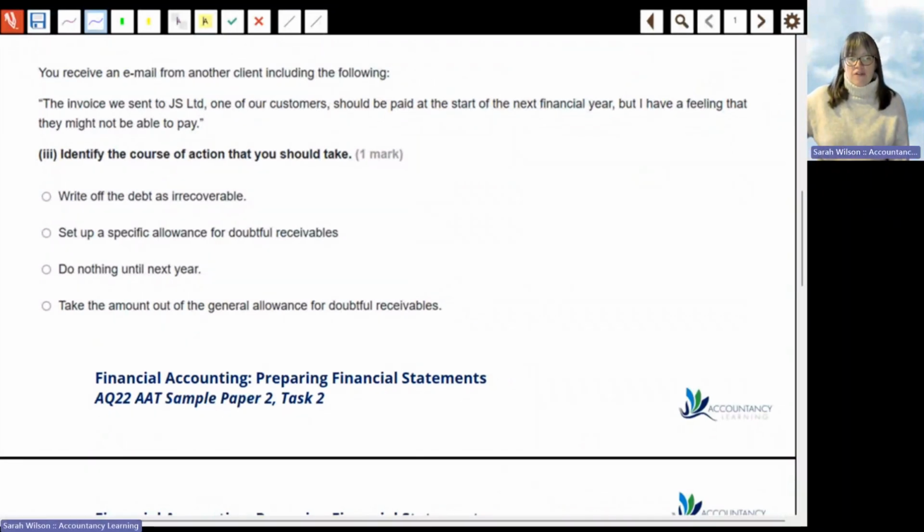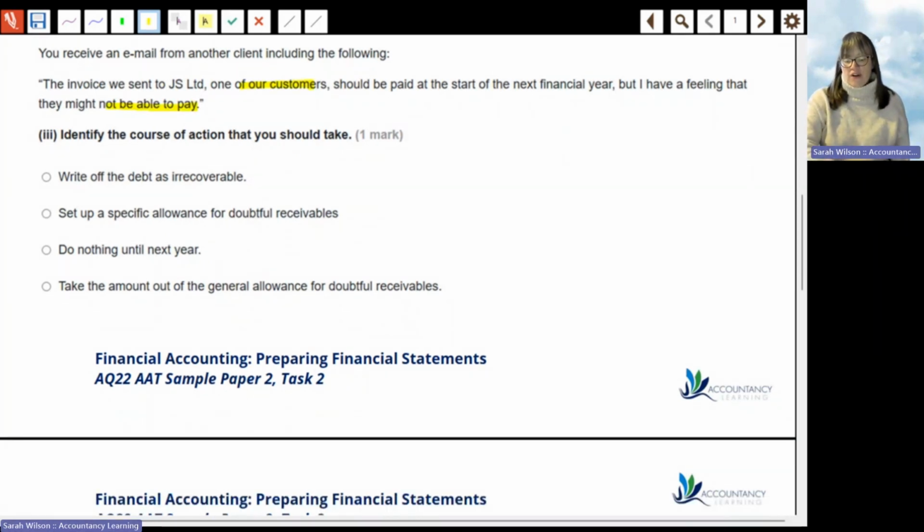You receive an email from another client including the following. The invoice we sent to JS Limited, one of our customers, should be paid at the start of the next financial year, but I have a feeling they might not be able to pay. So we've got customers that might not be able to pay. So we need to identify the course of action that we should take.